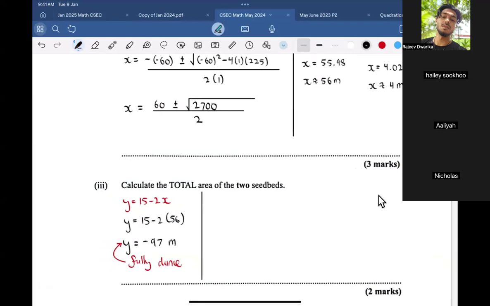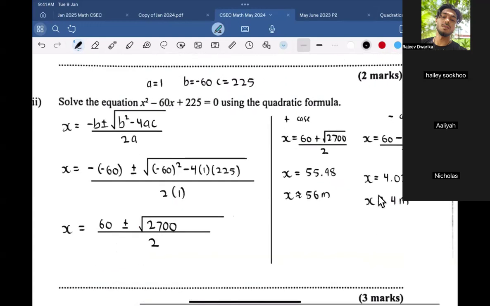Healy, that didn't work. Where's the other value for x we have? 55.98. No, we just now put in 56 and it didn't work. So where's the other value for x we have? 4. Remember, when we solve it, we get 56 and 4.